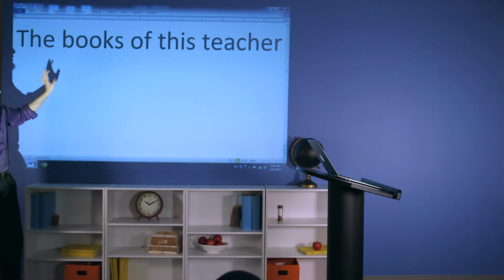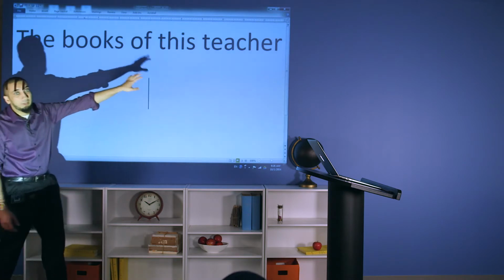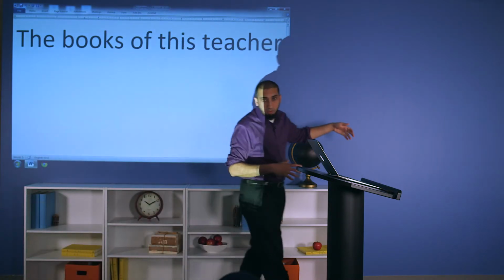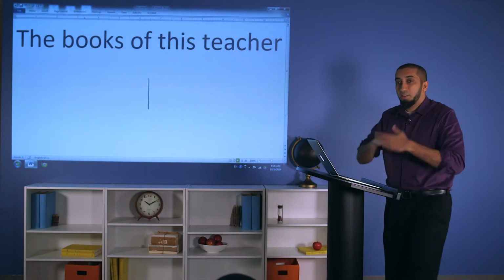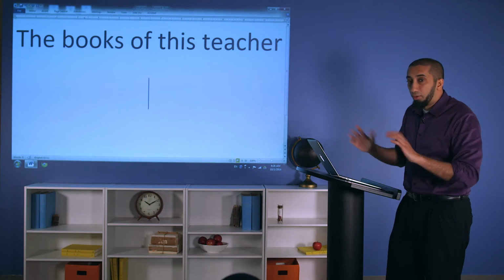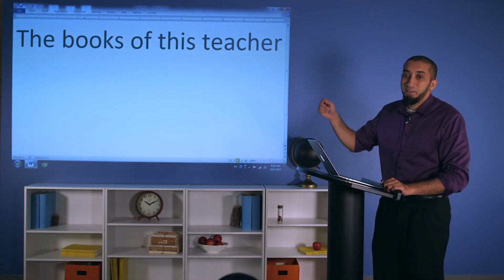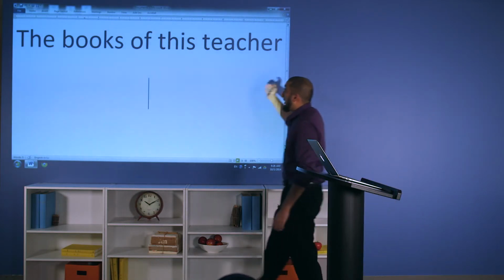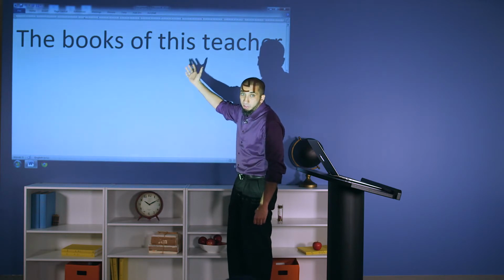Okay. That's your mudaf ilayh. What's the mudaf ilayh? The books of this. And then this teacher is another fragment. Okay. It's an ismul ishara and a musharun ilayh. So it's actually not something complicated. The only complicated one is when the pointer is pointing at the mudaf. When the pointer is pointing at what looks like the mudaf ilayh, the pointer itself is the mudaf ilayh.